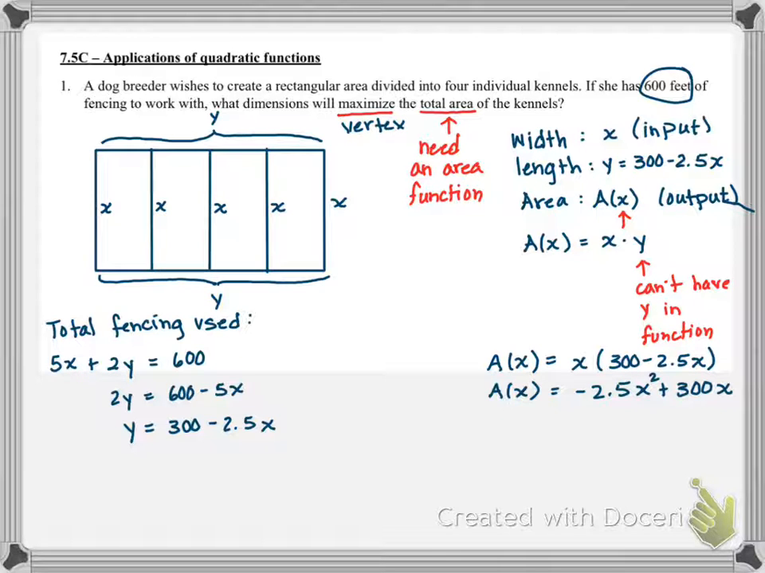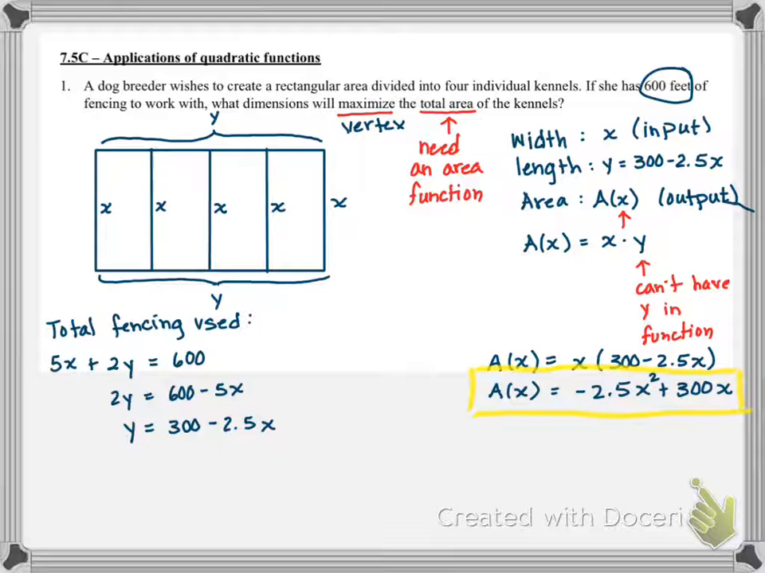So now that I have my function, we know that this function opens down because a is negative, right? So the leading coefficient is negative, which means it opens down. And so the vertex is going to be my maximum. And so I'm going to find the vertex in order to maximize my area.